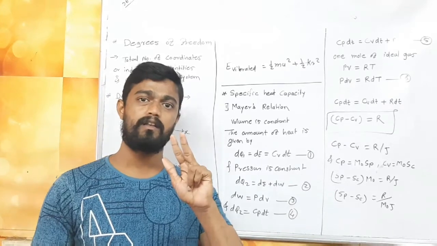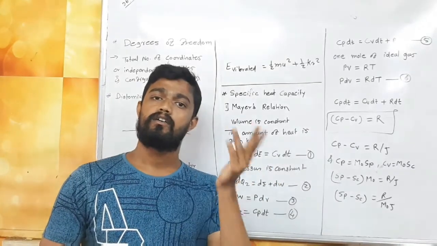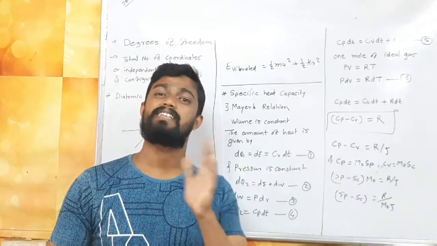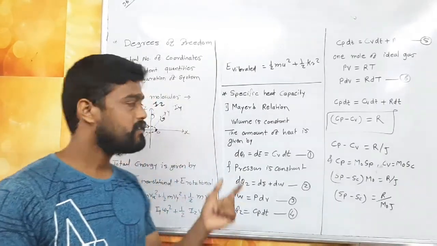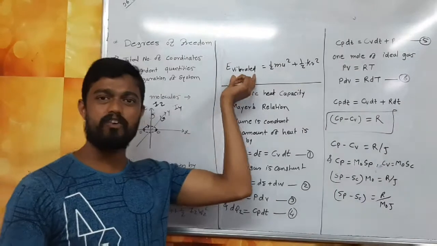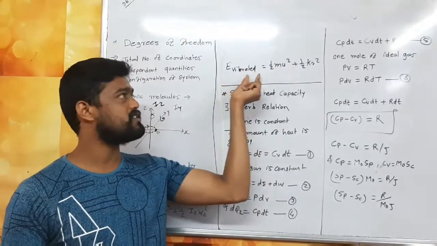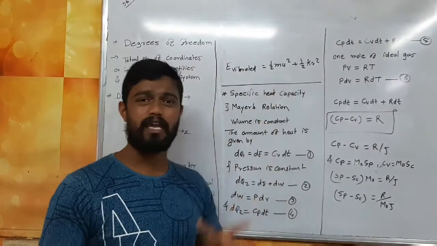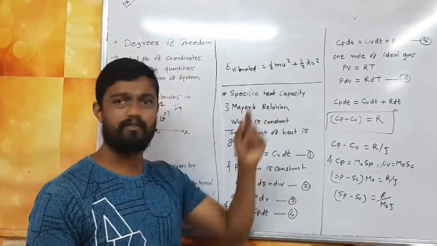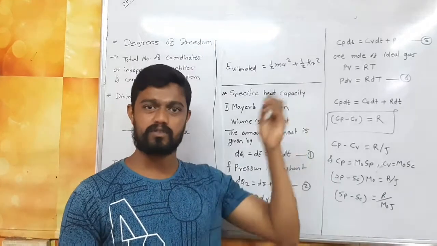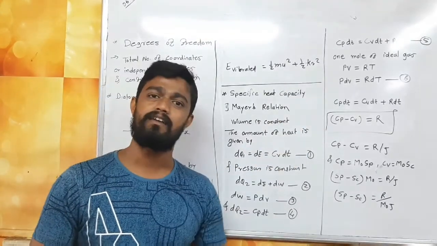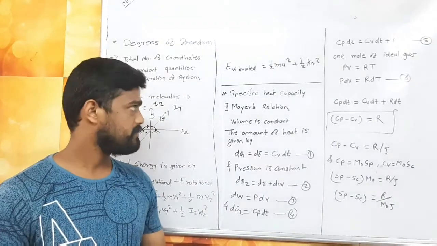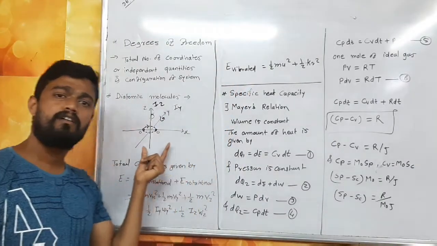The molecule is vibrated when it is having motion. Okay, so what is the vibrational energy? The vibrational energy is equal to 1 by 2 m u square plus 1 by 2 k r square. Here u is the velocity, k is the force constant, and r is the separation distance when it is oscillating. Okay, this is your second point.